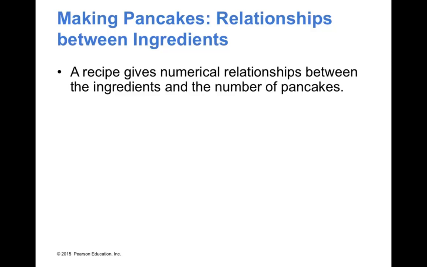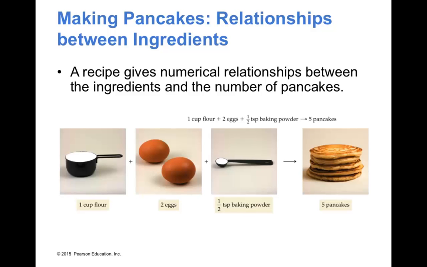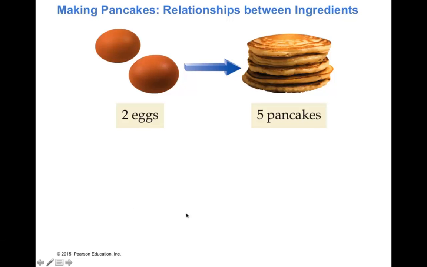So sometimes we need to look for a recipe. The recipe gives us the numerical relationships between the ingredients and the number of pancakes. So the recipe for pancakes, making them from scratch, usually is 1 cup of flour, 2 eggs, and half a teaspoon of baking powder. And all these three combined will produce 5 pancakes. So the relationship between ingredients helps us to determine how much of the product will be produced.